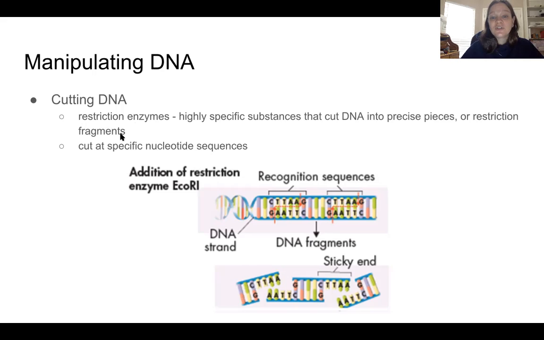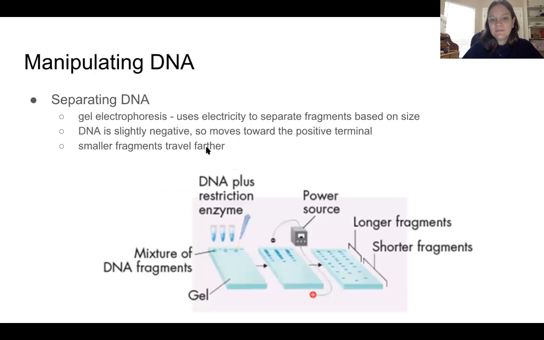So anyway, restriction enzymes cut your DNA into very precise pieces. Those pieces are called restriction fragments. Here we have all these three DNA fragments. Each one would be a restriction fragment, and they cut at a very specific nucleotide sequence.